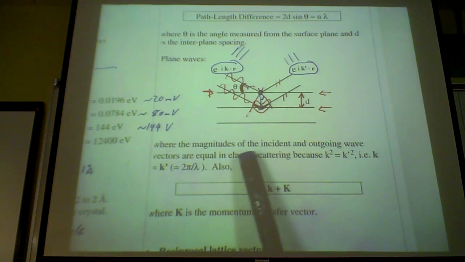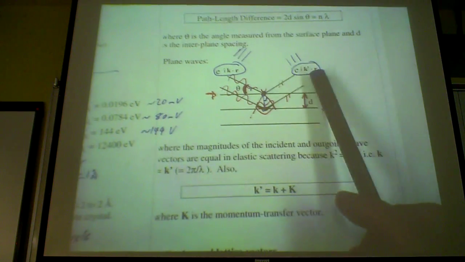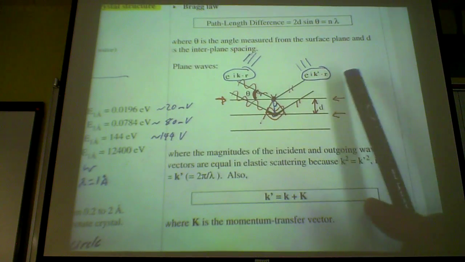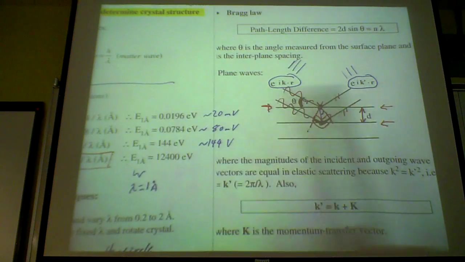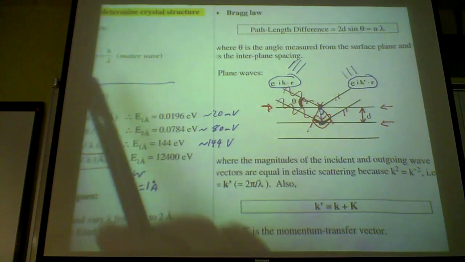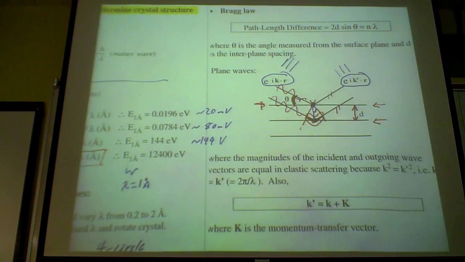And here I just say that the magnitudes of the incident and outgoing wave vectors are equal, at least energy-wise, because we have elastic scattering. We don't consider inelastic scattering at this point. When we're talking about kinetic energy, k here is similar to momentum. k is a wave vector, a momentum if you like, which is just Planck's constant times this vector.